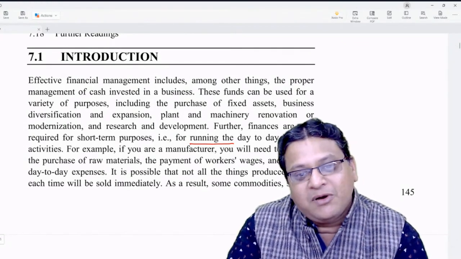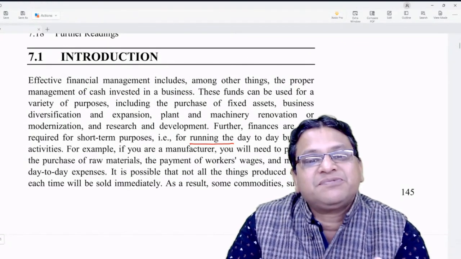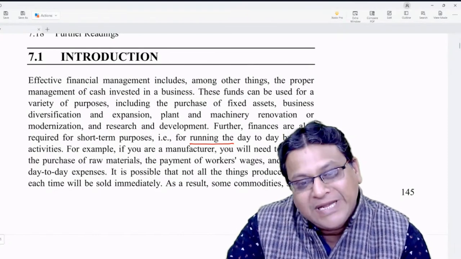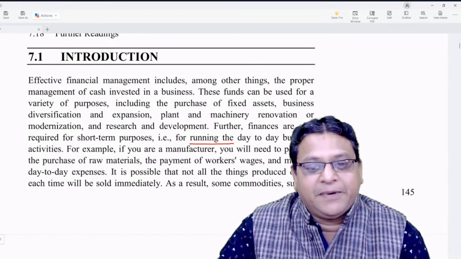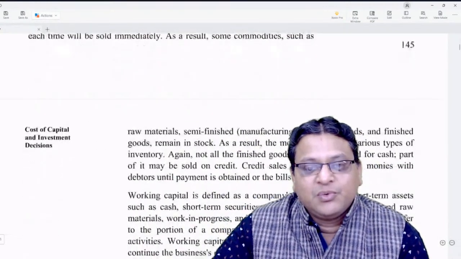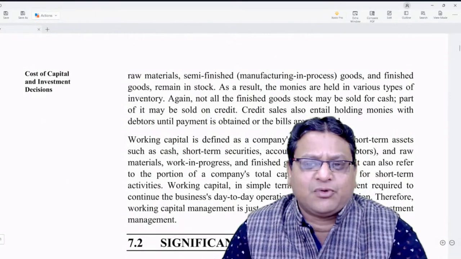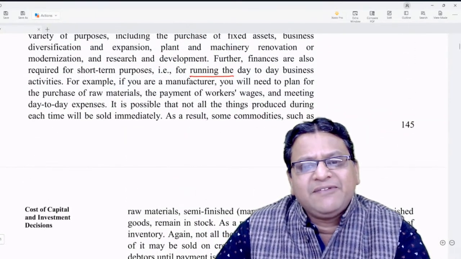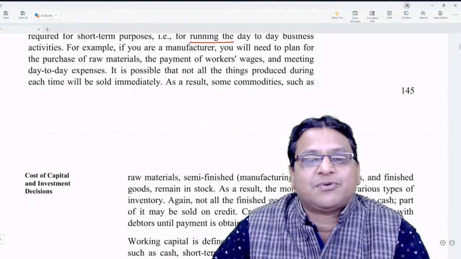The capital required for establishing the business is fixed capital or permanent capital. The capital required for running the business is working capital. So next, we'll discuss why working capital is required. The working capital money is invested in different current assets of the business.